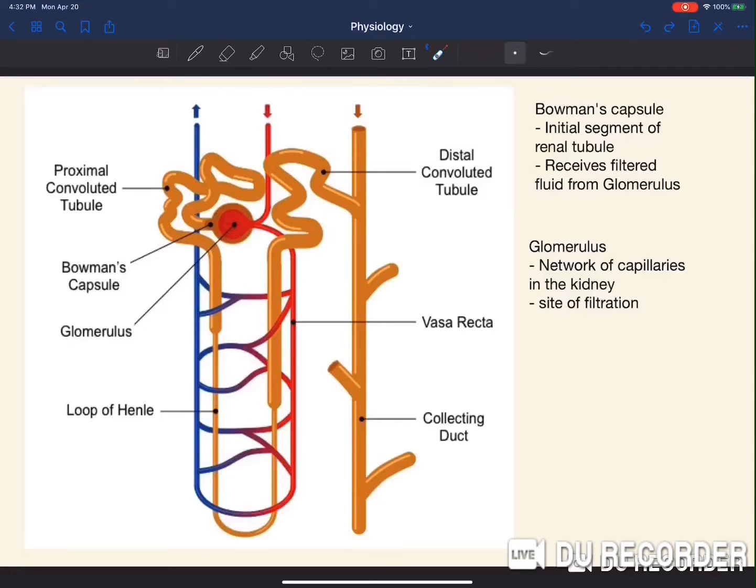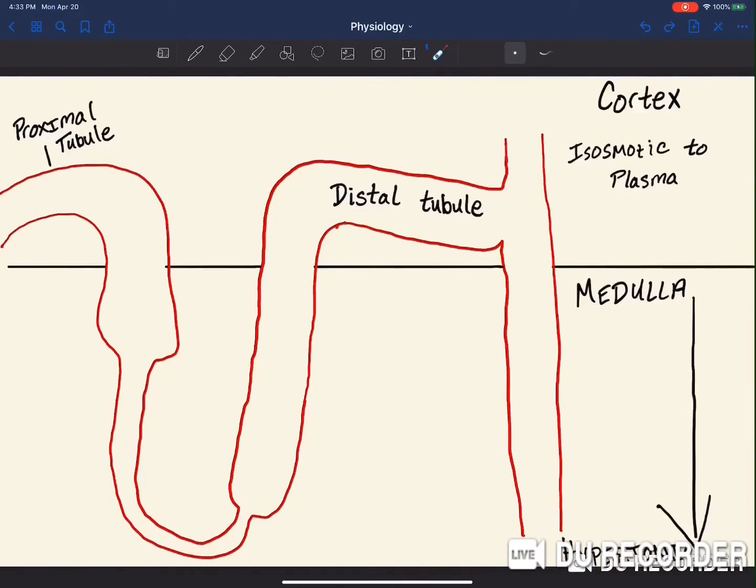The glomerulus is just the network of capillaries in the kidney, but this is specifically the site of filtration. Again, we'll talk about that later. And then the Bowman's capsule just surrounds the glomerulus. All right. So, again, here you see we have our proximal tubule, our loop of Henle, our distal tubule, and our collecting duct. And then we have our cortex and our medulla.